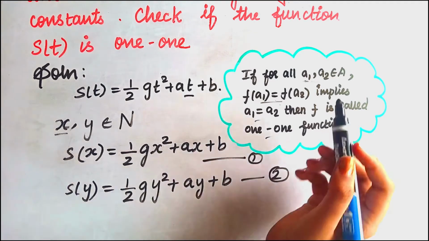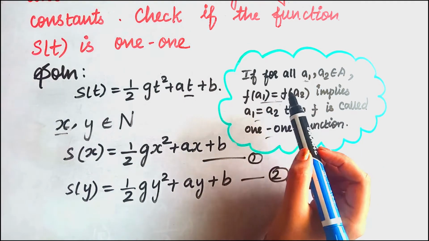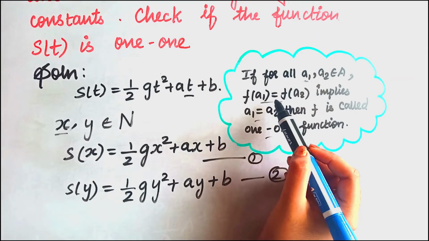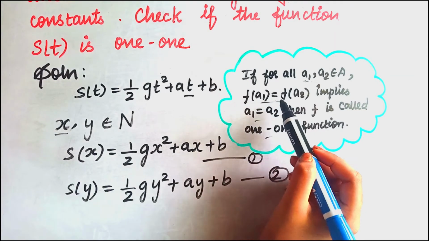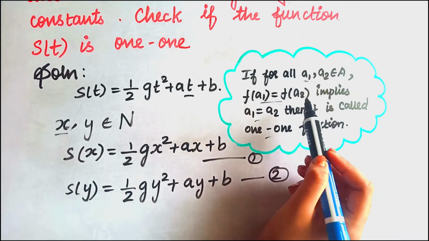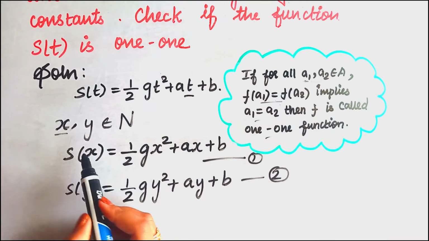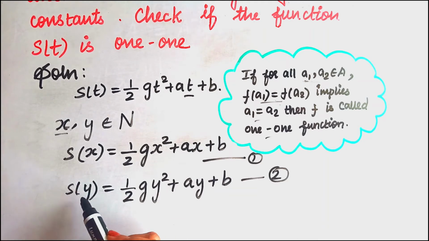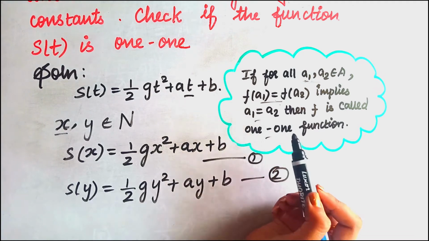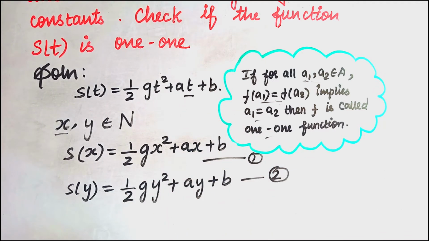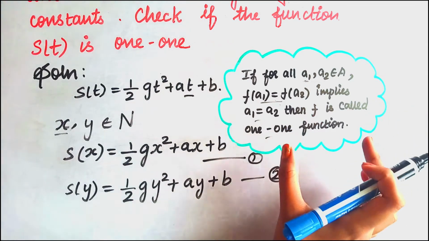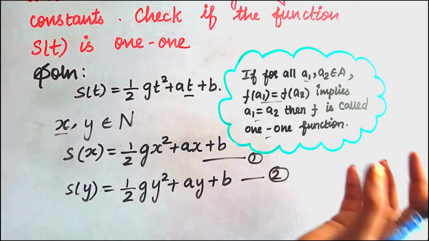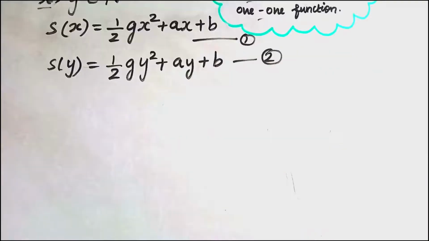So now we have to satisfy our second condition. Both the function values must be equal, right? f of a1 is equal to f of a2. So this is by the definition. So here we have to equate these two: s of x is equal to s of y, and then we have to find a1 is equal to a2, which means x is equal to y. We have to just follow the definition of one-to-one function.